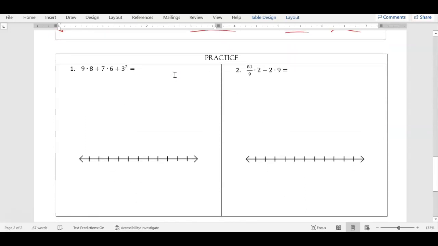On number 1 here, I want to think, do I have any P parentheses? No, I don't. Do I have any E exponents? Yes, I do. I have 3 squared. And before you write down 6, please remember 3 squared means 3 times itself. 3 times 3. And 3 times 3 is not 6. 3 times 3 is 9. So go ahead and put plus 9 underneath that. And bring everything else down.